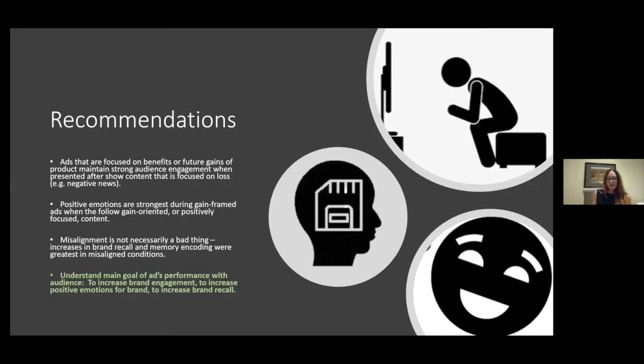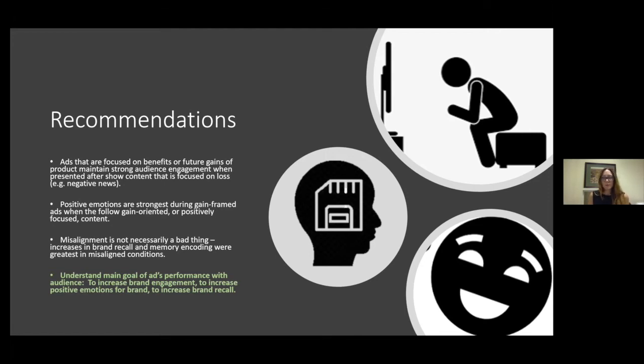So to identify the right recommendations for brands based on our findings, the brands must first identify the main goal of the ad's performance with the audience. Do they want to increase the brand's engagement? Do they want to increase the positive emotional associations for the brand? Or do they want to increase brand recall? Once this is understood, this economic framing of content and ads can be used to best tune the desired alignment.